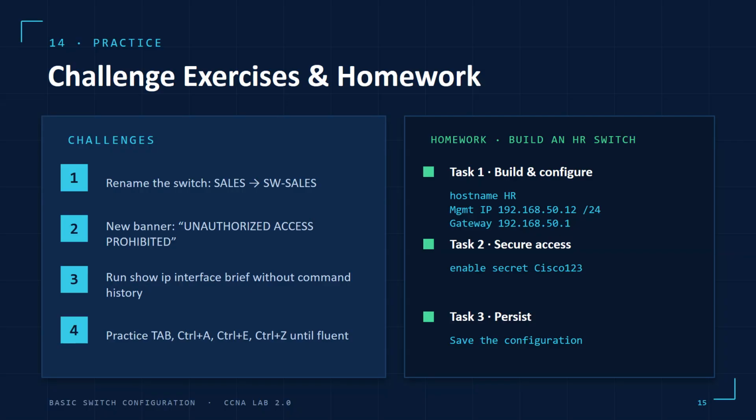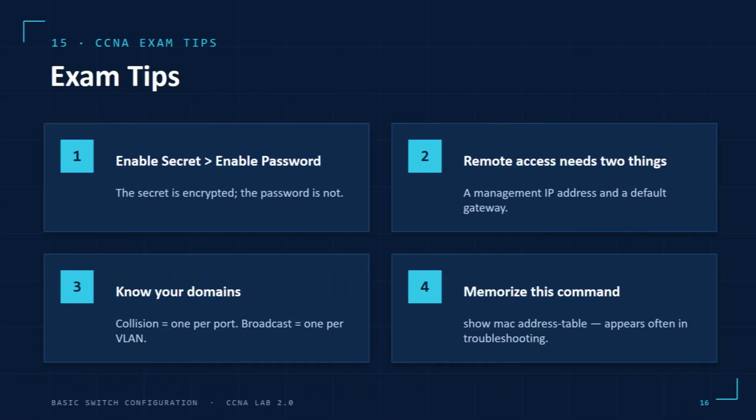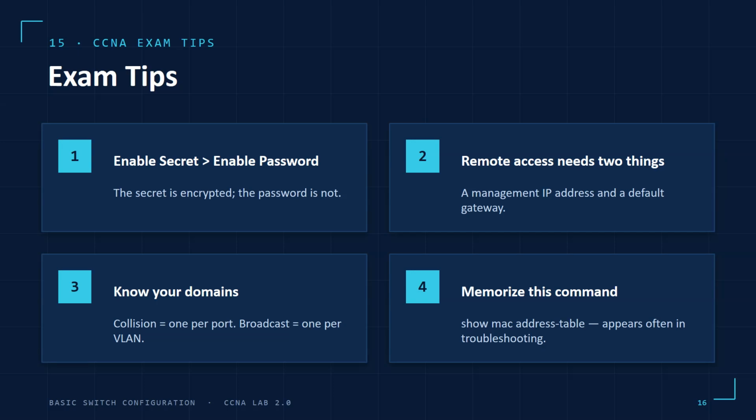For homework, build an HR switch. Configure the hostname HR, management IP address 192.168.50.12 with a /24 mask, gateway 192.168.50.1, and enable secret Cisco123. Then save. Remember that enable secret is encrypted, while enable password is not.